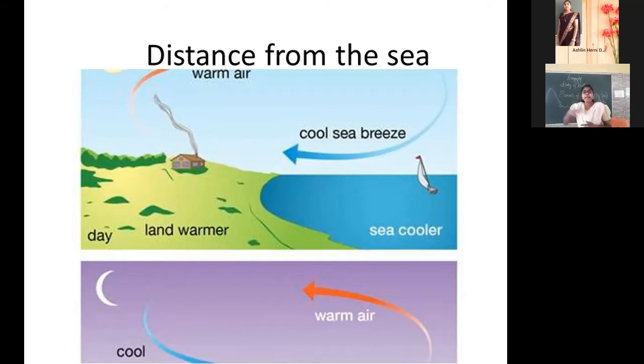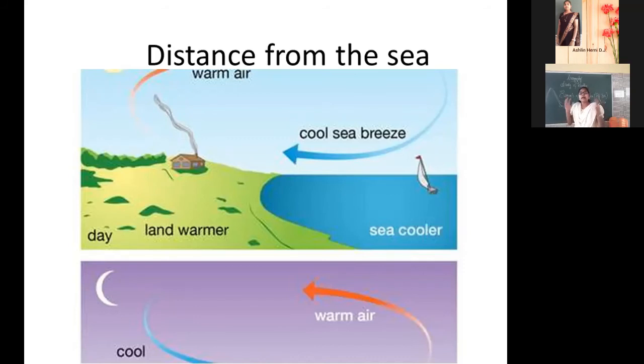But places which are far away from the sea, for example Madurai, can we find any sea there? Is Madurai a coastal district? No. Kanyakumari is a coastal district, isn't it? So there we experience a mild climate. But on the other hand, people living far away from the sea experience a very, very hot climate. Can you understand? Yes, ma'am.